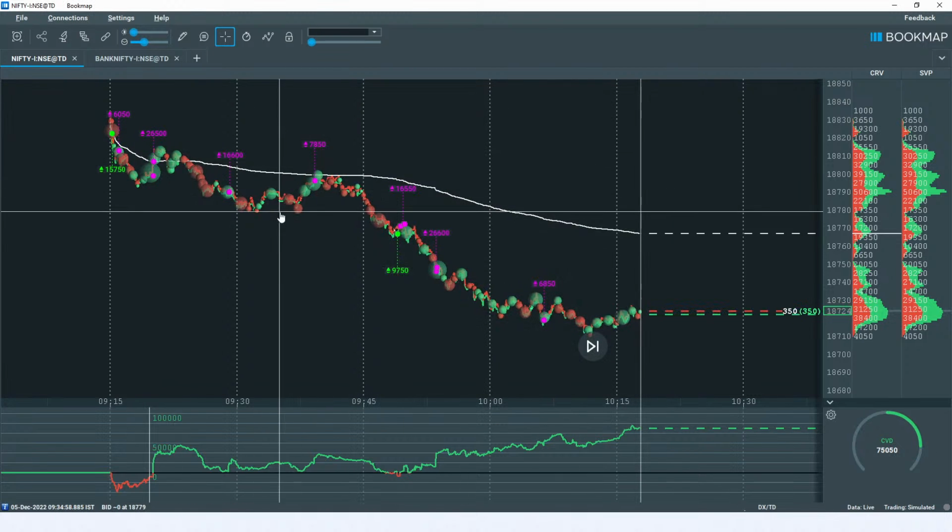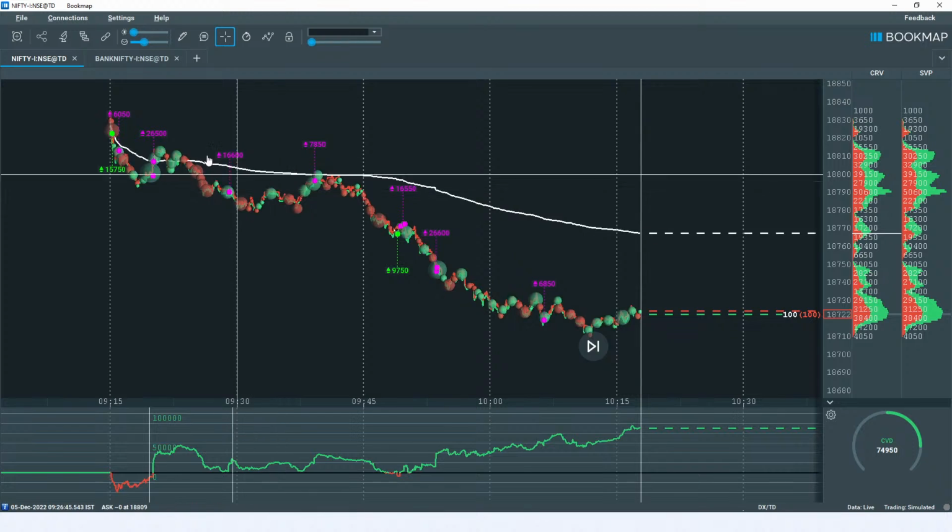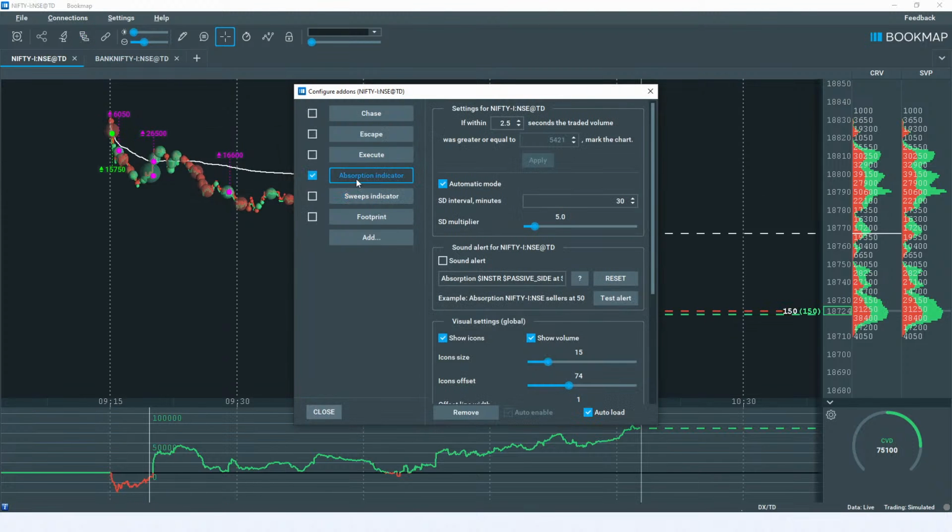So this is one of the powerful indicators offered by Bookmap. If you go to the absorption indicator setting, within 2.5 seconds, this is the condition that the software looks for: within 2.5 seconds at a single price level, 5,421 quantities got executed. So that's huge. That's what the calculation is all about.